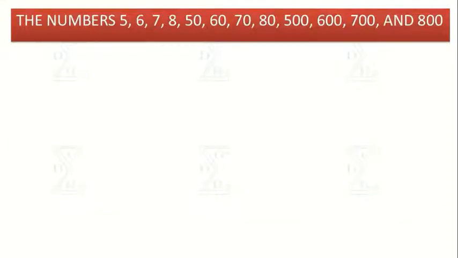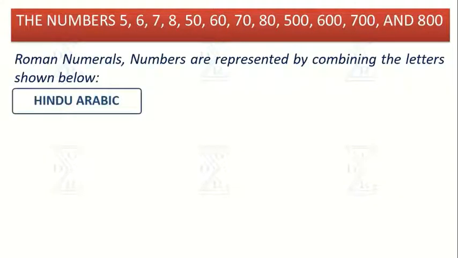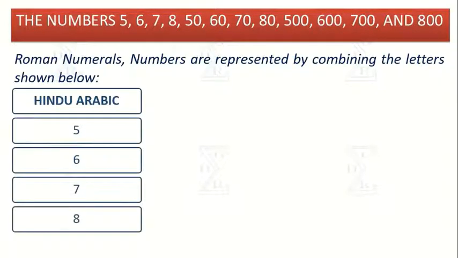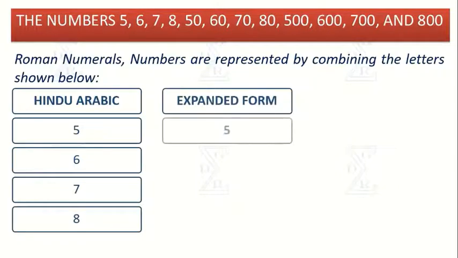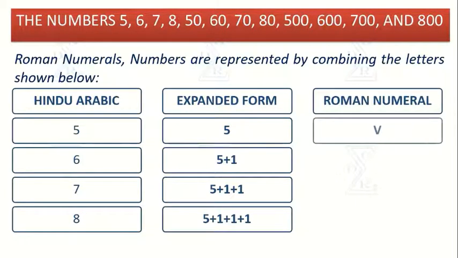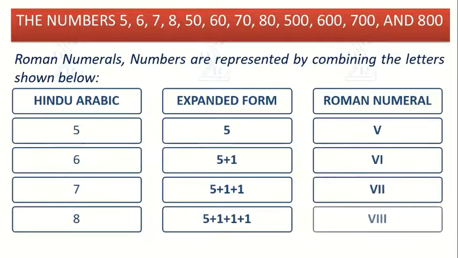Let us check the Roman numerals, which are added to other Roman numerals. Observe the Hindu-Arabic numeral. The numbers here are 5, 6, 7, and 8. The expanded form of Hindu numerals are 5 as 5, 6 as 5 plus 1, 7 as 5 plus 1 plus 1, and 8 as 5 plus 1 plus 1 plus 1. As we know, 5 as V. So we can write 6 as VI, 7 as VII, and 8 as VIII.